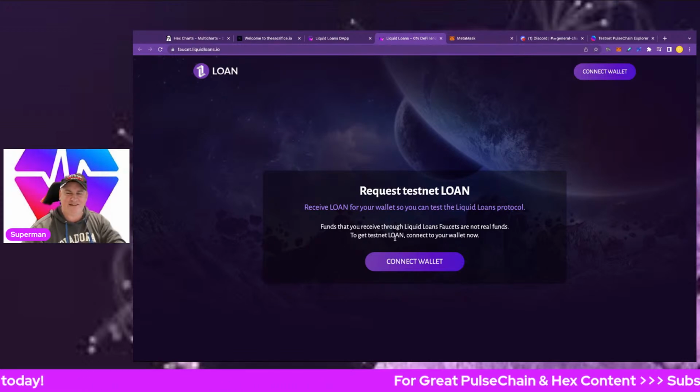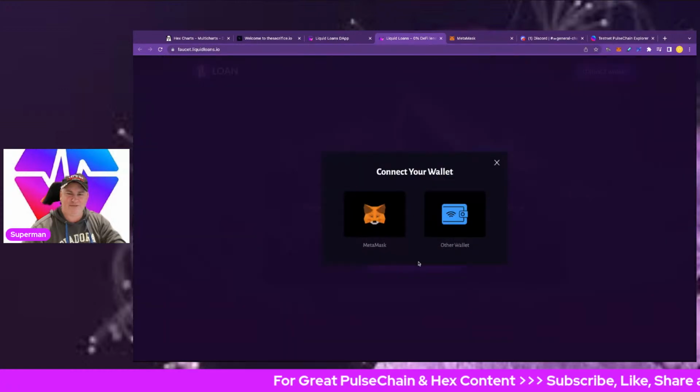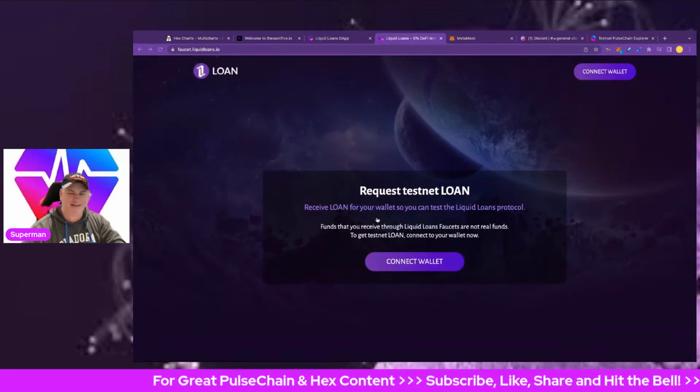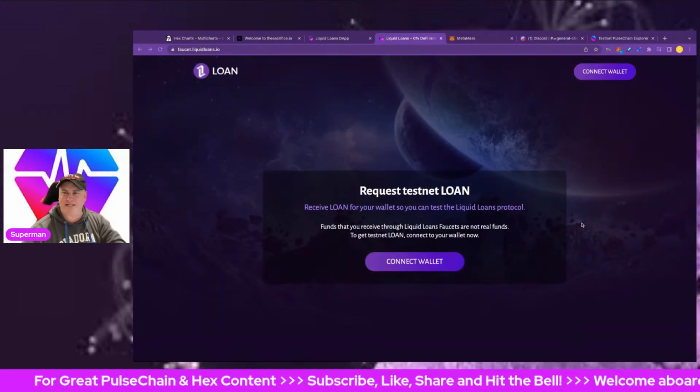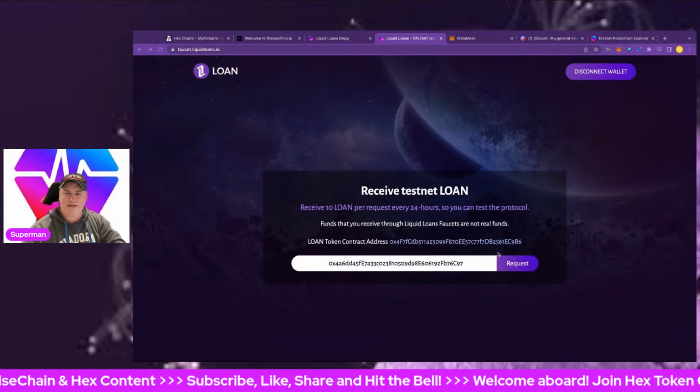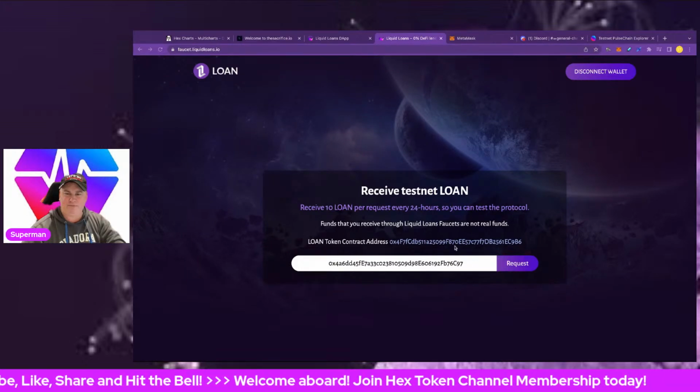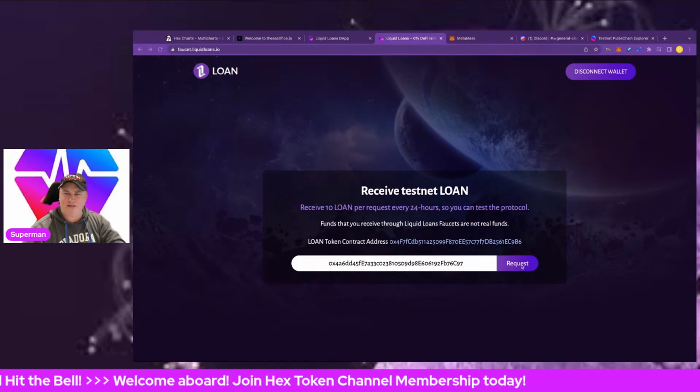To get testnet loan, connect your wallet now. Okay, let's do it. We're going to have fun here. Let's click on it. I'm just connecting with the wallet there. Very cool. And funds that you receive through Liquid Loans are not real. Loan token there. We've got the hash rate there from the looks of it. And request, I guess.